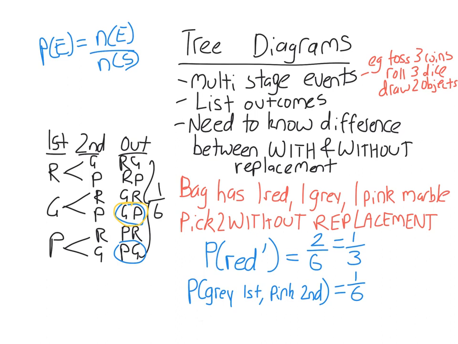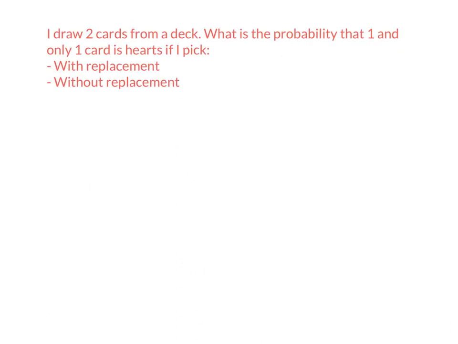So the last thing we're going to do is look at where the outcomes are not equally likely, and you need to put probabilities on the branches. Hearts. So we're going to look at this example here. So I'm going to draw 2 cards from a normal deck of 52, and I'm going to find the probability that only one of the cards I pick is a heart, the other is a different suit, and I'm going to find the probability when the experiment is both with and without replacement. So I'm going to use tree diagrams. This is a multi-stage event because I'm drawing 2 cards.